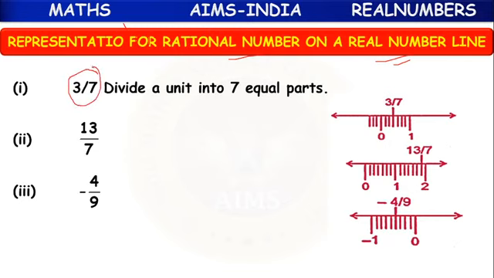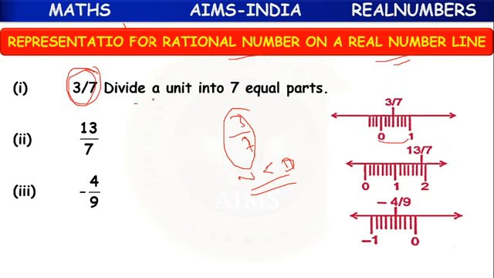Suppose we have 3 by 7. We want to represent it on a number line. Here, 3 by 7 means what kind of fraction it is? The numerator is less than the denominator, so it's a proper fraction whose value lies between 0 and 1.